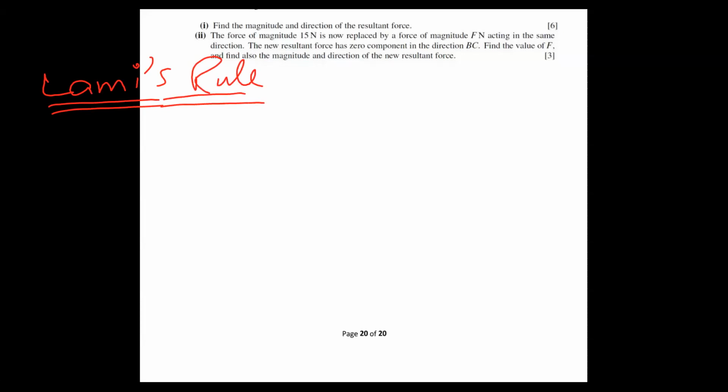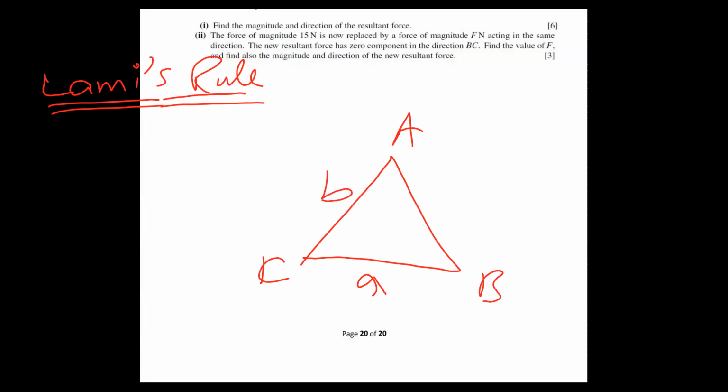So the concept is here. Now we have Lamy's rule. Actually, Lamy's rule is almost exactly the same as the sine rule, which you did in O levels. Okay, this side is called small a, this is called small b, and this is called small c.